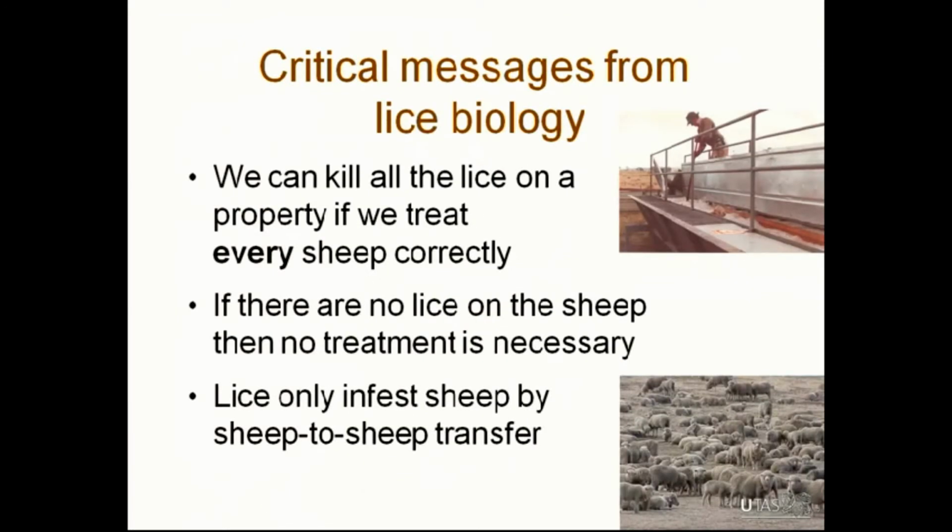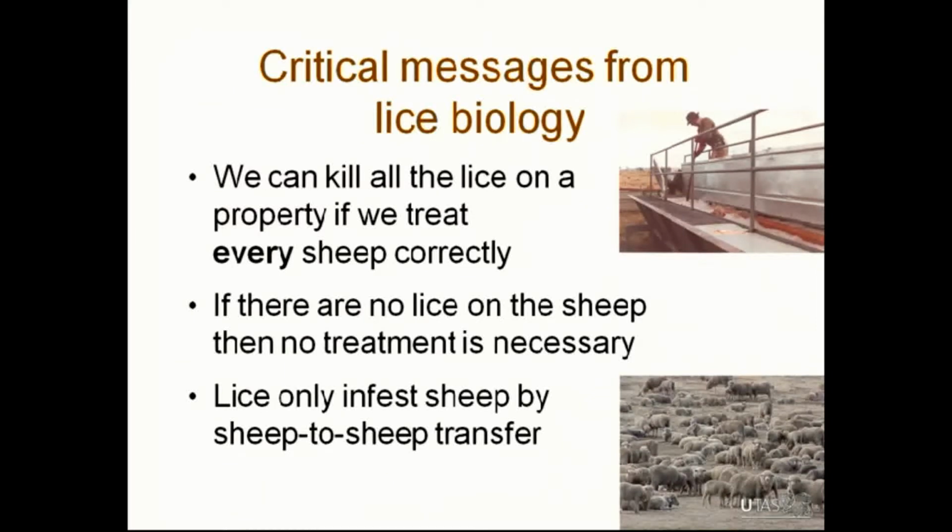So the important thing to remember is that if you can kill all the lice on the sheep on the property, then you've got rid of all the lice there. They're not going to come back unless lice come in from some other way. But it means you've got to treat every single sheep correctly, and this is where a lot of problems arise. If a single sheep is not treated correctly and all the others are treated and eradicated, that sheep can maintain lice in the flock. So correct treatment of every sheep is a critical part of the system. But nevertheless, if there are no lice on the sheep on the property, then there's no point in doing treatment.